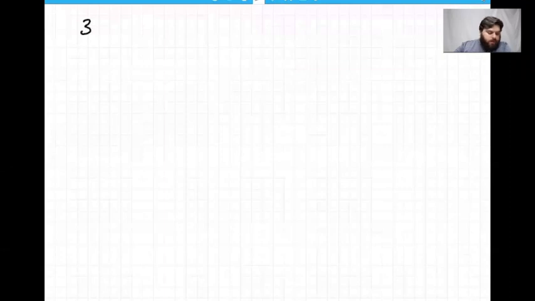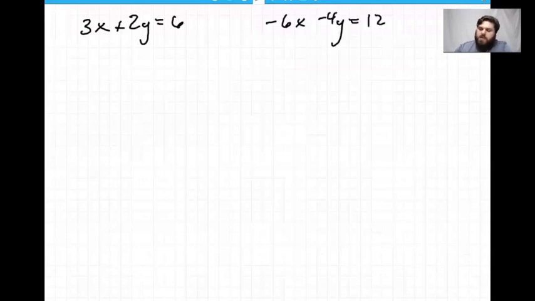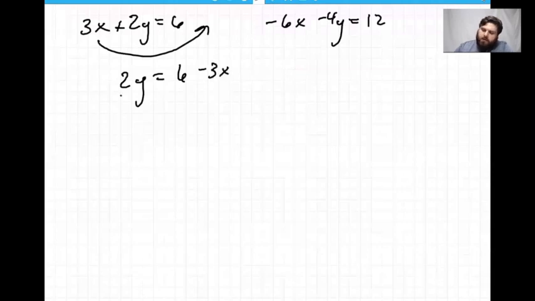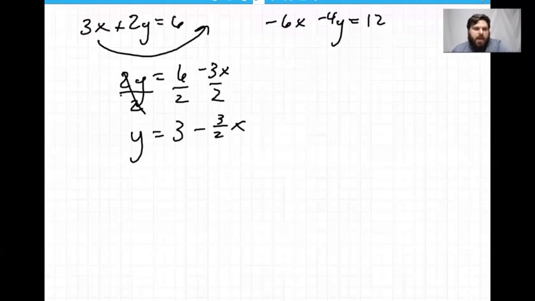All right, let's look at one more example of this type because there's a special case that I want to go over. So 3x plus 2y equals 6. There's the first line. The second line is negative 6x minus 4y equals 12. Okay, so what's the slope of this? Remember, you don't actually even have to worry about the 6 here, but I'll go ahead and put it anyway, minus 3x. If I divide everything by 2, I'm going to get y equals 3 minus 3/2 x. So the slope is negative 3/2.